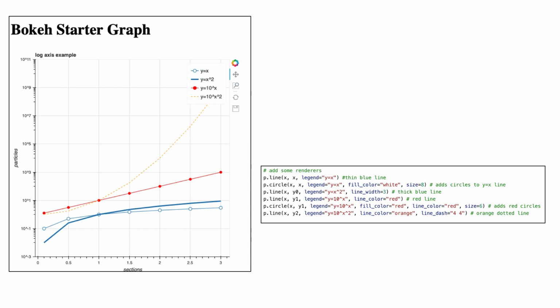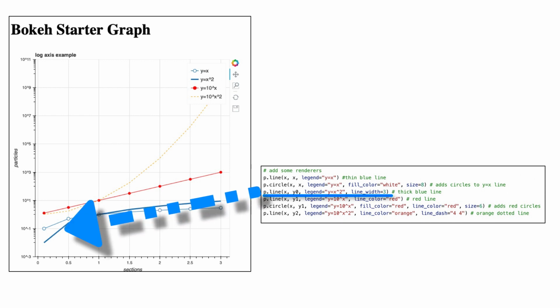Then the next one is also a line, X and Y0. So our X and our Y0 data set. And of course, on all these, we have the legend, and the legend appears right here up to the right-hand side of the plot. The line there, we decide to have a width of 3. Right, so it's a thicker blue line.